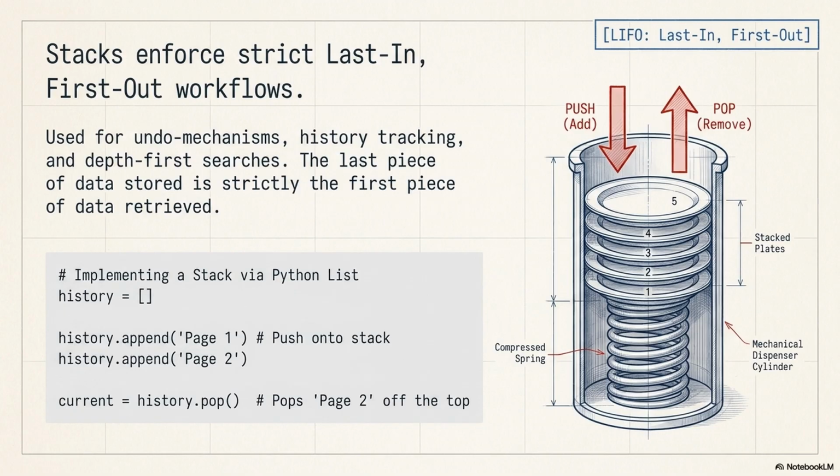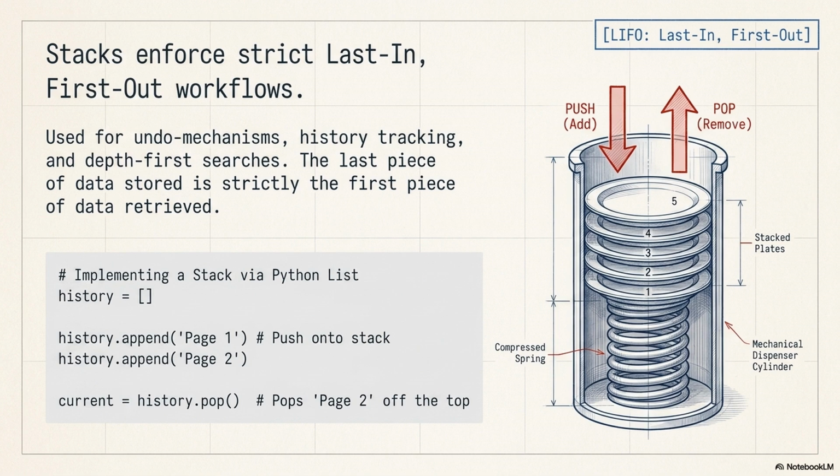Queues are the counterpart. A queue is first in, first out. The first item that enters is the first item that leaves. That makes queues natural for task scheduling, breadth-first search, request handling, and pipelines where fairness or chronological order matters. Python's collections module gives us deque, which is efficient for adding and removing items from both ends.